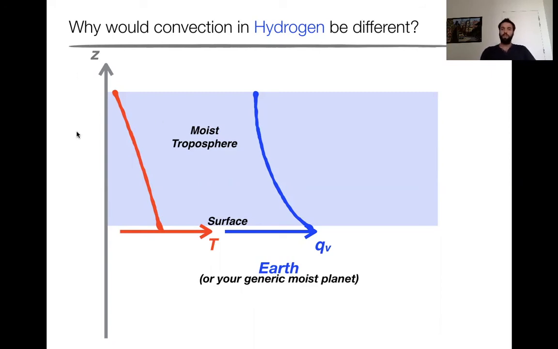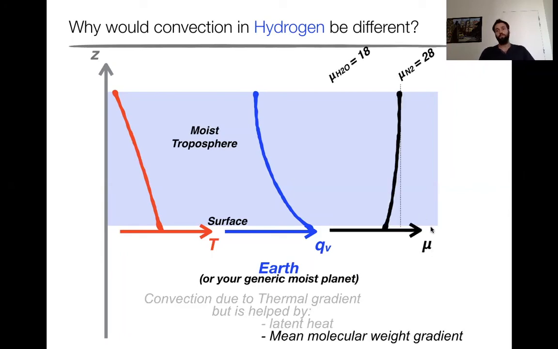Well, the thing is that if you take your generic moist terrestrial planet like Earth, then you have convection that is principally driven by thermal gradients, so it's hot below and less hot above. But it is also helped by the fact that you have latent heat release. That's why we call it moist convection. But also because of the mean molecular weight effect, because water has a mean molecular weight of 18, which is a bit smaller than the 28 of the background gas of N2.